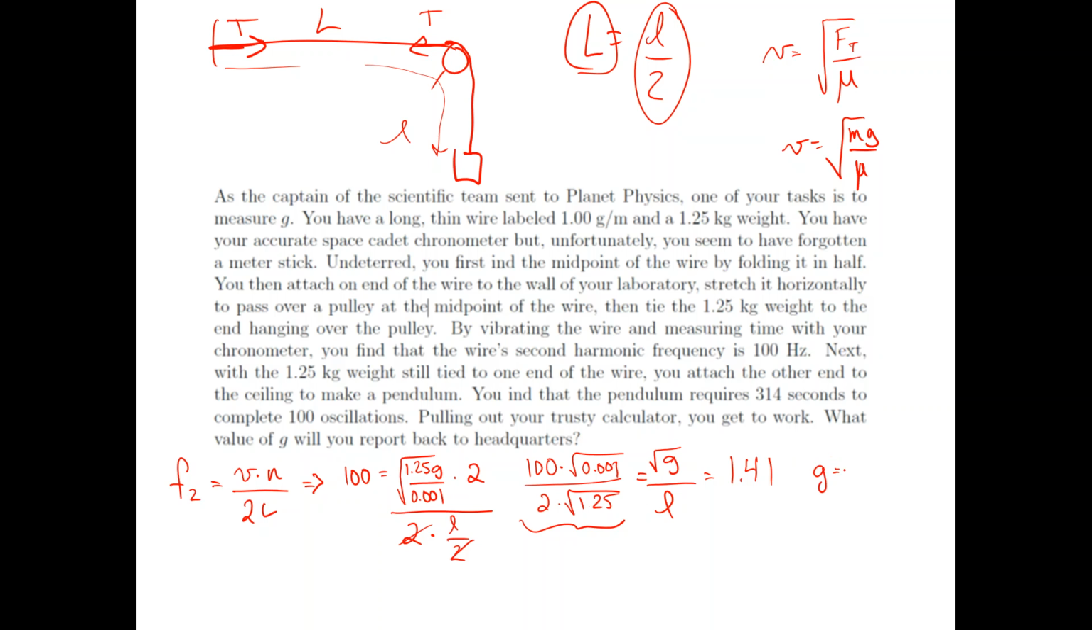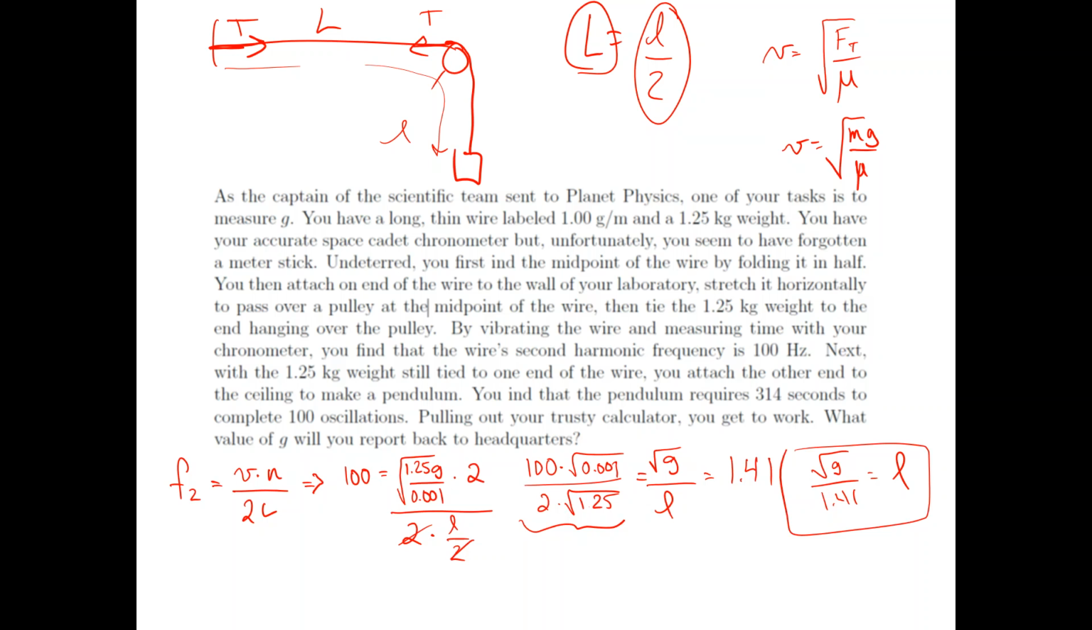g is going to be equal to 1.41 squared times L squared. We're trying to solve for g actually, so I'm going to do it the other way around. Sorry, I'm going to solve for L instead, so that should be this, square root of g over 1.41 is equal to L. Okay? That's going to be my first equation, 2 unknowns.